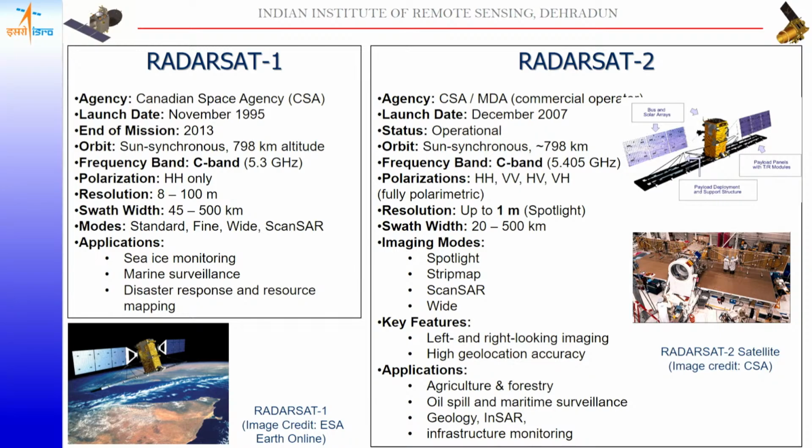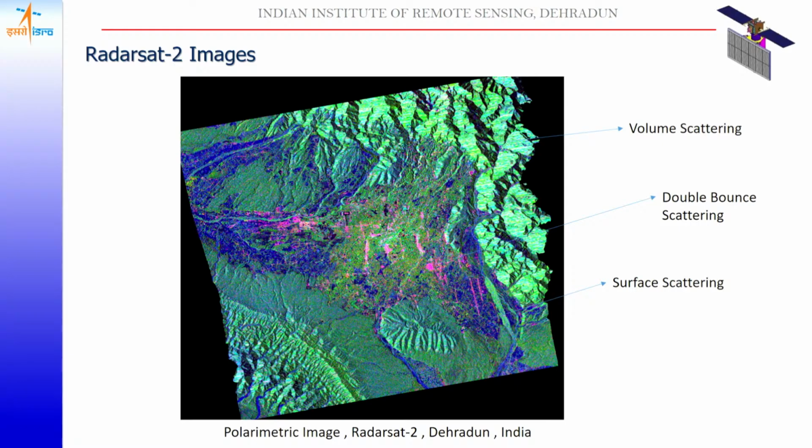And talking about RADARSAT-2, it was launched in 2007 and it has fully polarimetric capability. So it is a full-pol SAR and the resolution is up to 1 meter in the spotlight mode, and the swath width is around 20 to 500 kilometers. It has different imaging modes, which are spotlight, strip map, ScanSAR and wide. It has the capability of both right looking and left looking, meaning from the orbit it can look in the left direction and the right direction also, and the geolocation accuracy is also much higher in the case of RADARSAT-2. So here you can see this is the RADARSAT-2 image of the Dehradun area.